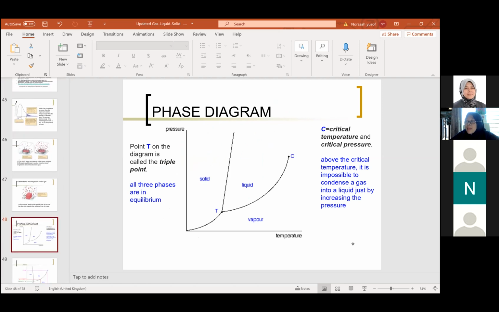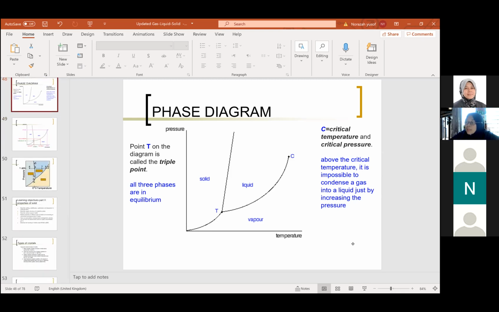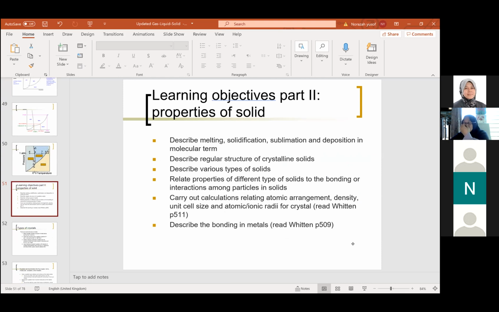In the updated slide, you have this phase diagram showing the conversion between solid, liquid, and gas. Now is the solid part, so I would like to discuss a bit more on the solid part. Bonding in metals, I did ask you to read. Make sure that when I ask you to read, you do that.